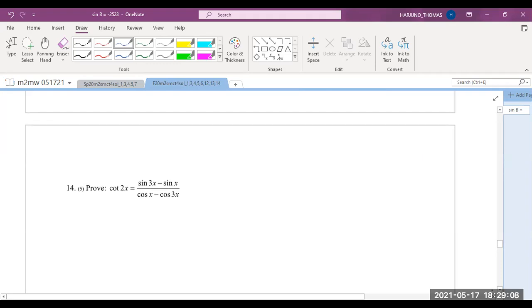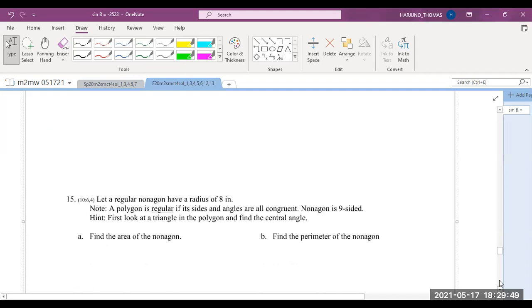Hold on. This actually requires 6.5 though. This requires section 6.5. But I wonder if we can do it without section 6.5. Is it possible? No, it's impossible. So I cannot do number 14, at least not yet. Okay, is there another question after this? No, this one is not doable.